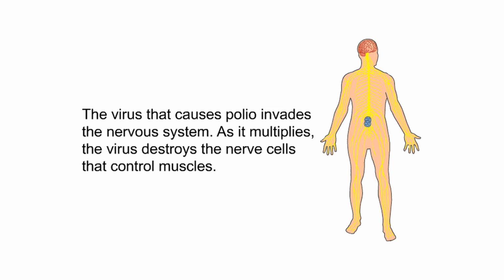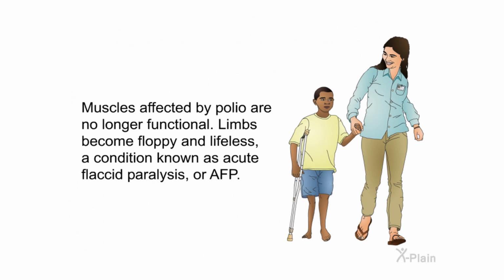The virus that causes polio invades the nervous system. As it multiplies, the virus destroys the nerve cells that control muscles. Muscles affected by polio are no longer functional. Limbs become floppy and lifeless, a condition known as acute flaccid paralysis, or AFP.